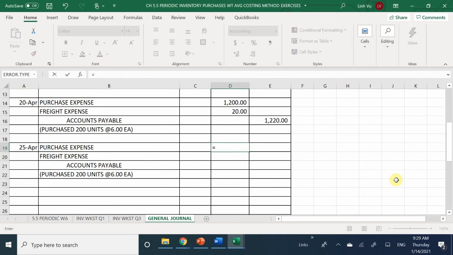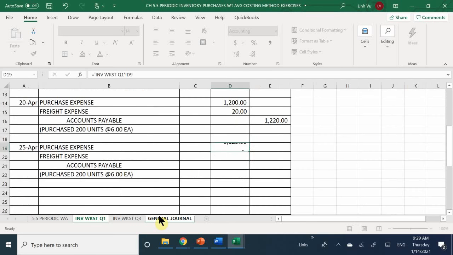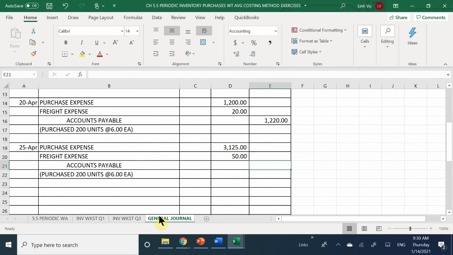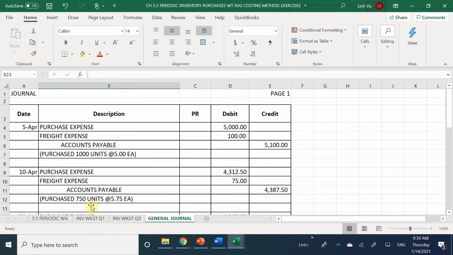Okay? So in this case here, we have the purchase expense. It was for, what was it? This one, for $3,125 plus $50 freight, giving me a grand total of $3,175. And then I'm going to edit this information here to be 500 at 6.25. Okay? So now we completed our journal.